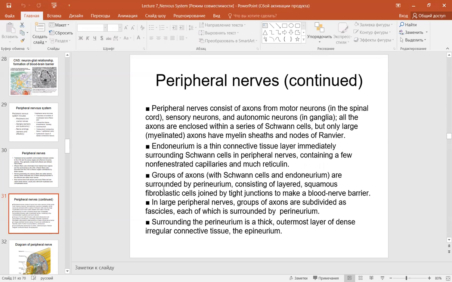Endoneurium is a thin connective tissue layer immediately surrounding Schwann cells in the peripheral nerves, containing a few non-fenestrated capillaries and much reticulin. Groups of axons with Schwann cells and endoneurium are surrounded by perineurium, consisting of layered squamous fibroblastic cells joined by tight junctions to make a blood-nerve barrier. In large peripheral nerves, groups of axons are subdivided as fascicles, each of which is surrounded by perineurium. Surrounding the perineurium is a thick outermost layer of dense irregular connective tissue, called epineurium.